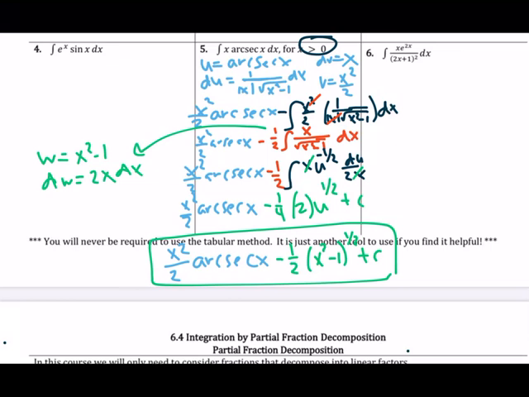Let w equal x squared minus 1. You can see that substitution happening to get this 1/4 here. That's coming from this negative 1/2 and this 2 in the denominator. This 2 is coming from integrating u to the negative 1/2 power. That becomes u to the 1/2 power divided by 1/2, which means multiplying by 2. So that's how that came about.